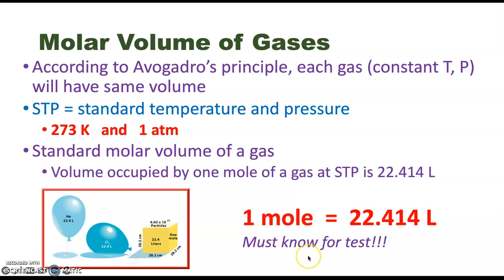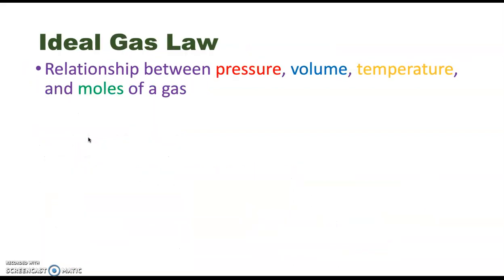So if I ask you for the volume or the number of moles in a gas, and I say it's at standard temperature and pressure, you should actually skip the ideal gas law equation and just use this relationship. It'll save you a lot of time. And remember, 273 Kelvin is 0 degrees Celsius. So keep that in mind as well.